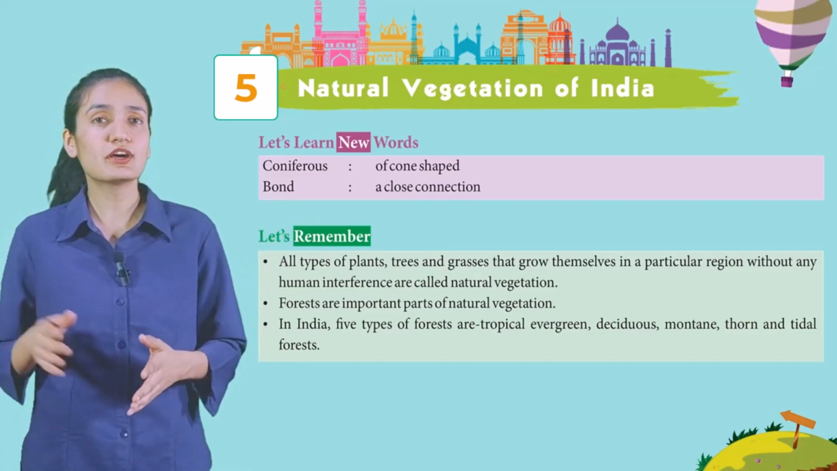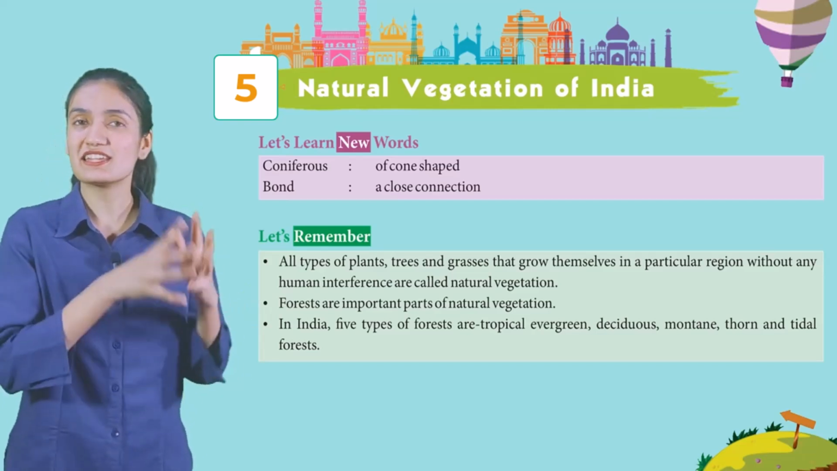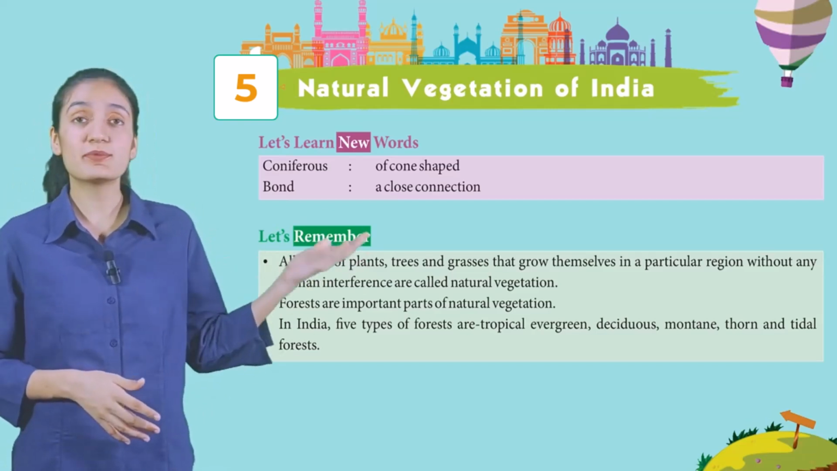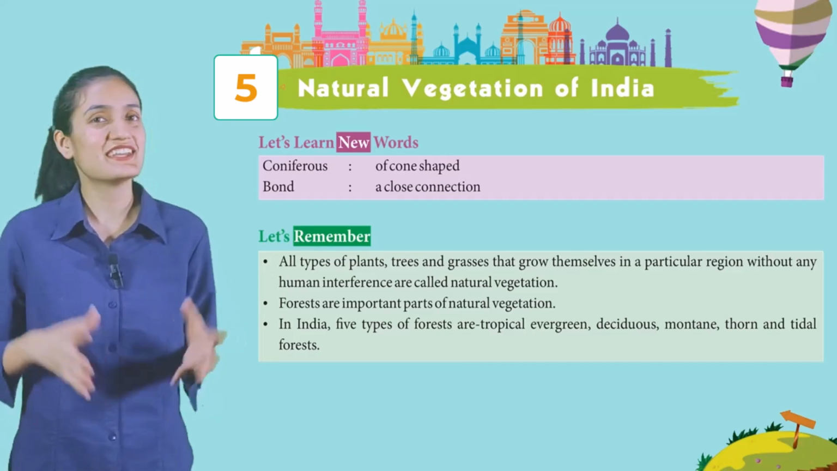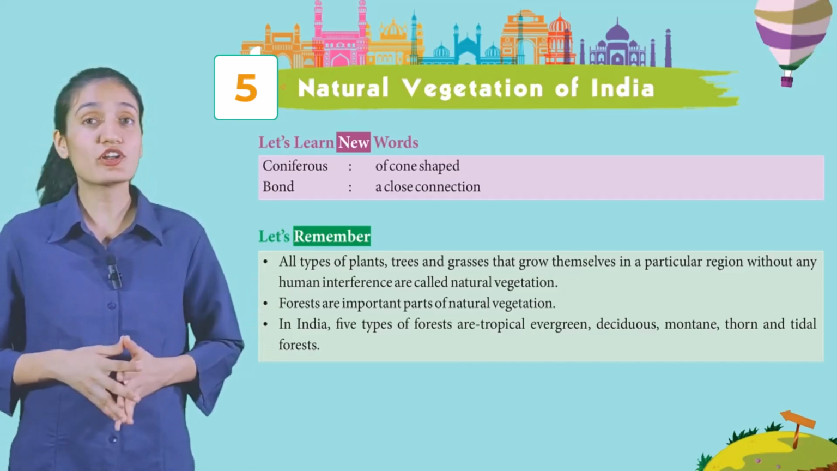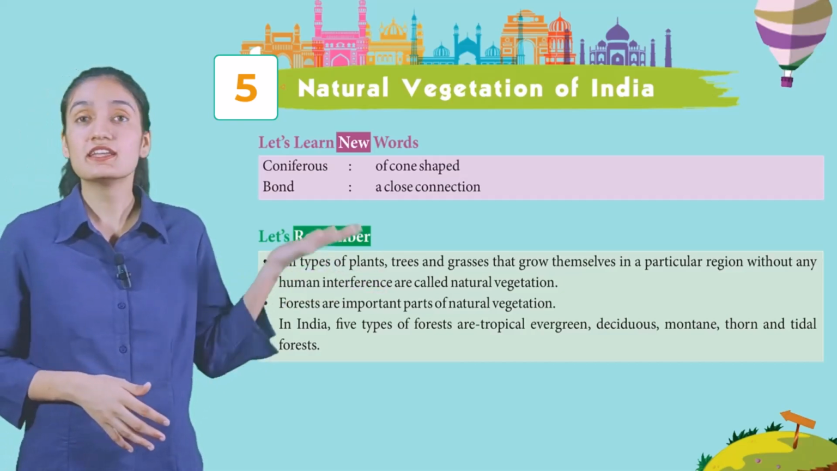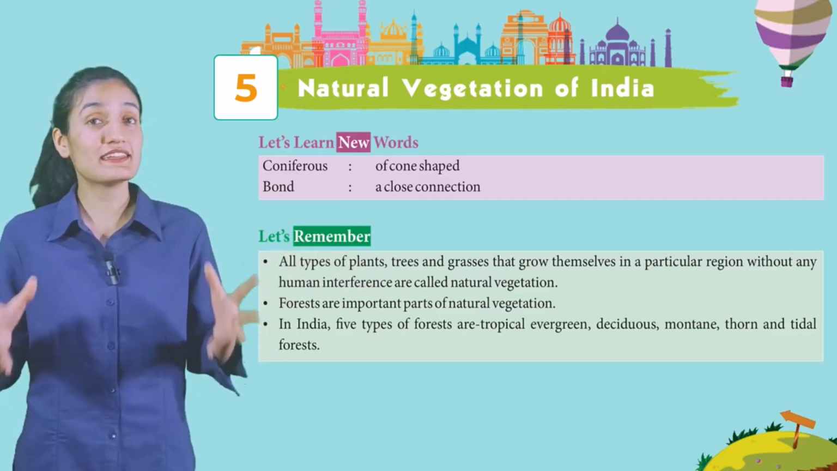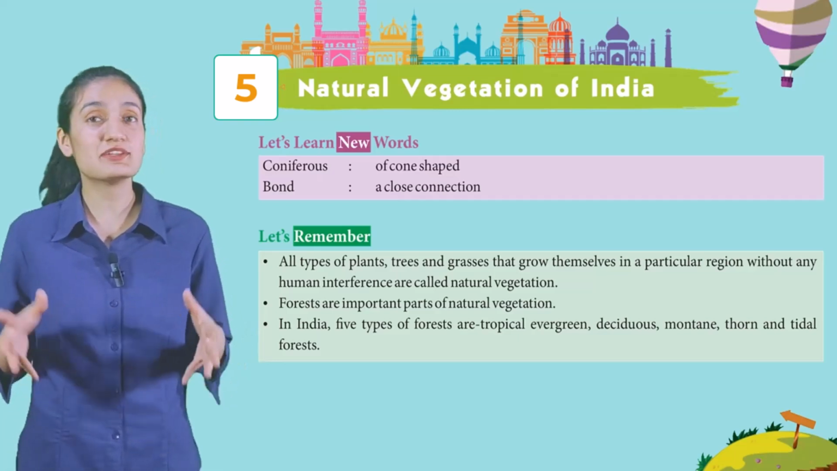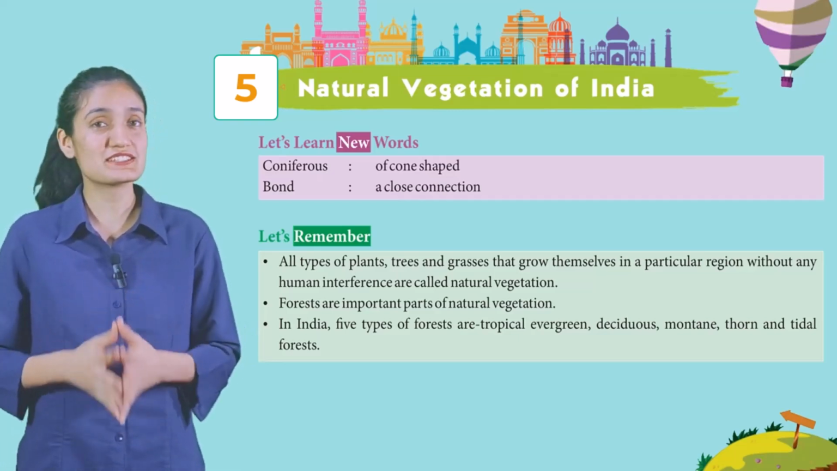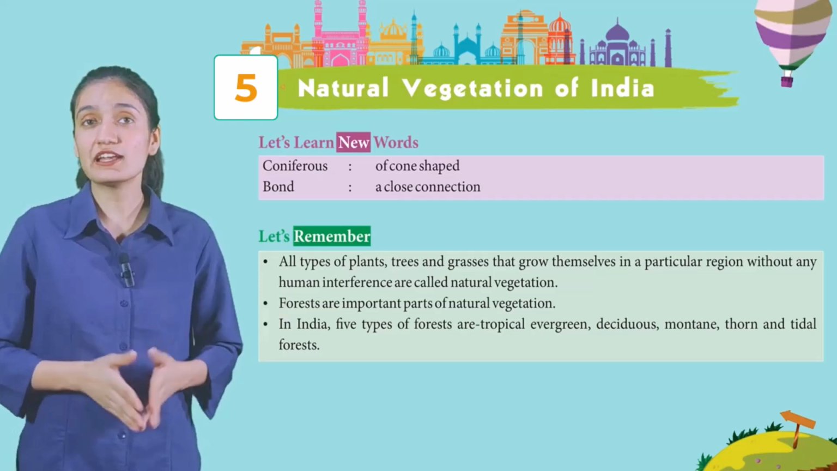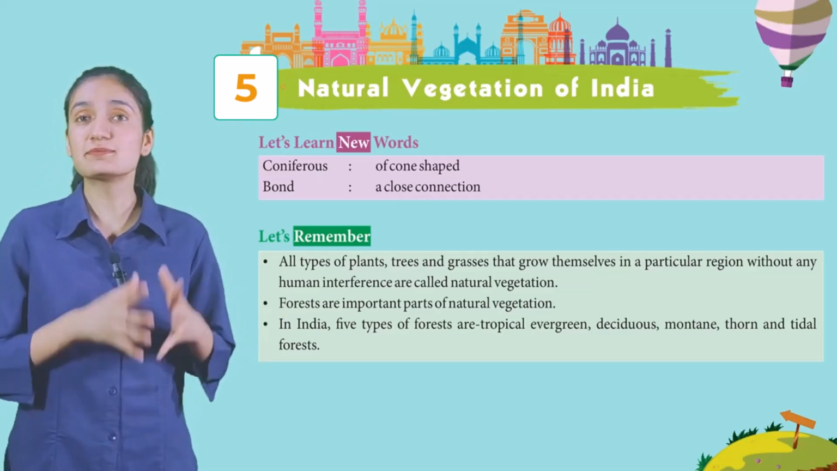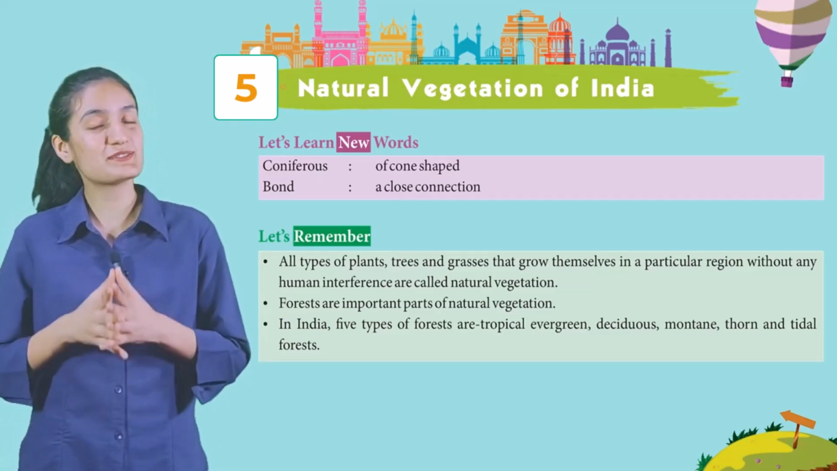Now students, let's remember: all types of plants, trees and grasses that grow themselves in a particular region without any human interference are called natural vegetation. Forests are important parts of natural vegetation. In India, 5 types of forest are tropical evergreen, deciduous, montane, thorn and tidal forest. Natural vegetation of India has been reduced by regular cutting of trees. Van Mahotsav and One Child, One Tree program are started by the government to plant more and more trees.